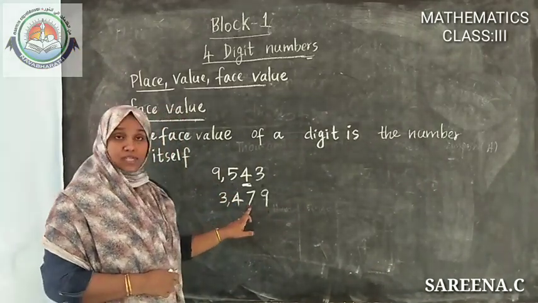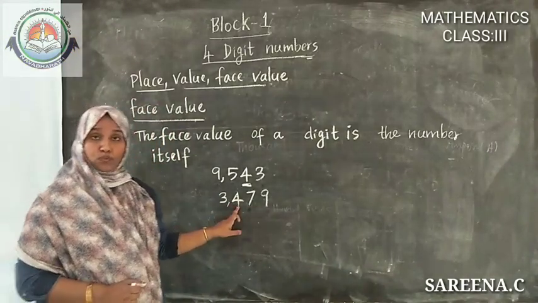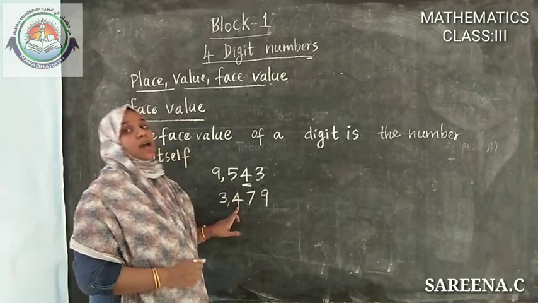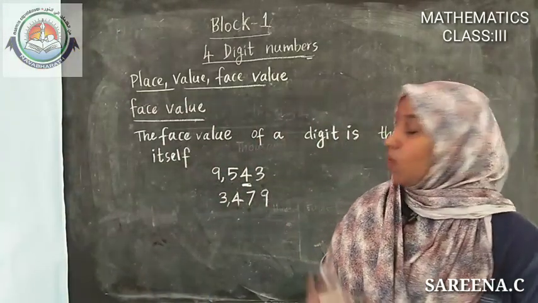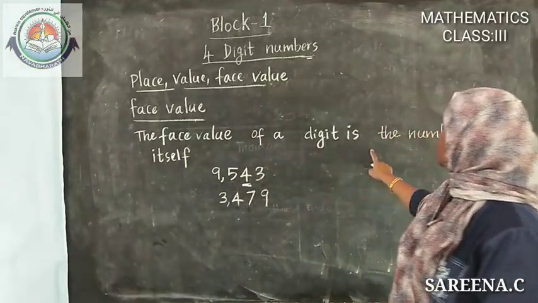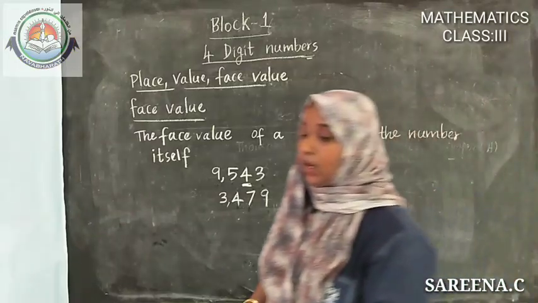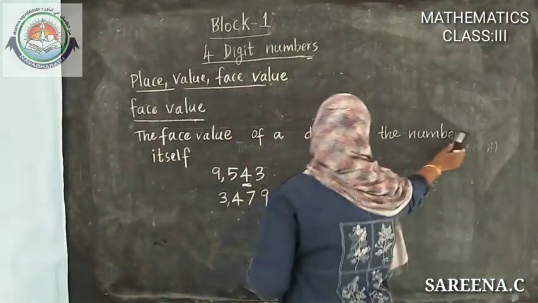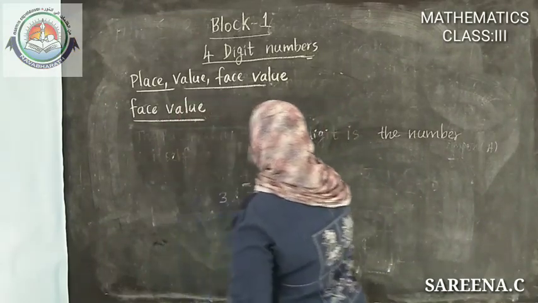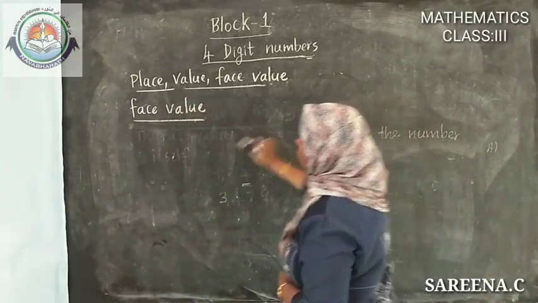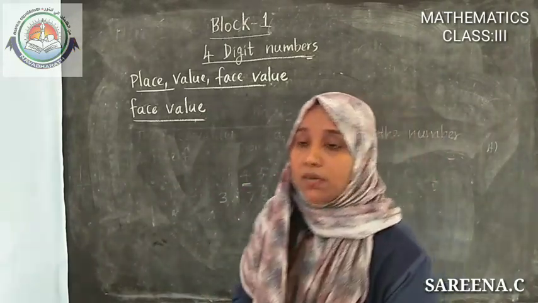What's the face value of 7 in this number? It is 7 itself. And what's the face value of 4? It's 4 itself. And what's the face value of 3? It's 3 itself. Whatever is the number, face value of a digit is the number itself. Okay. Then we can study what is the value of a number.